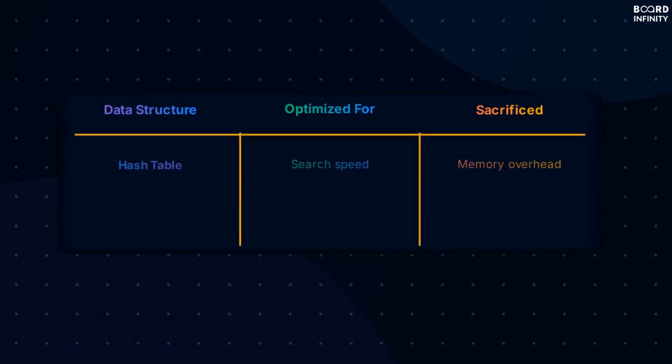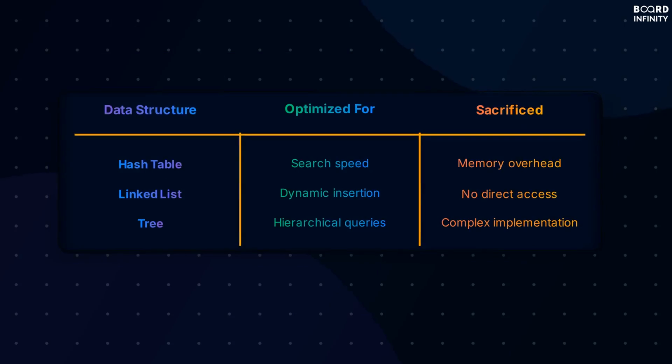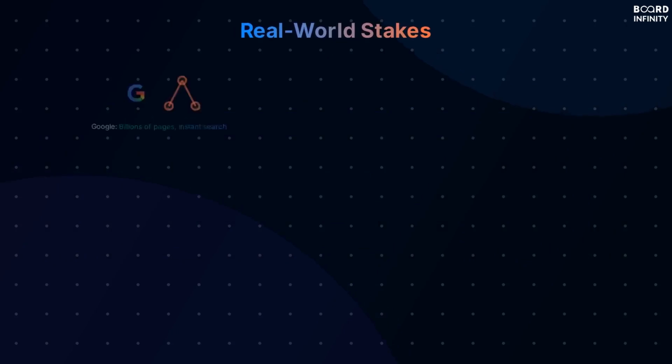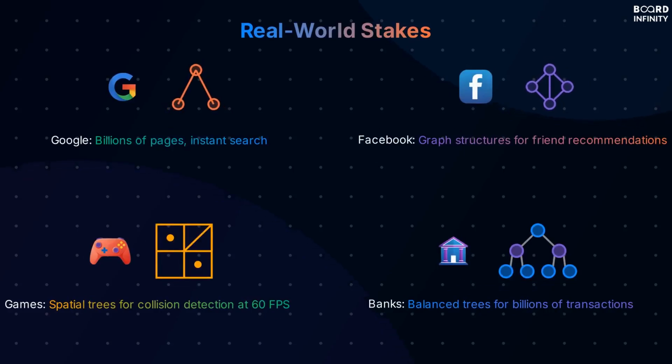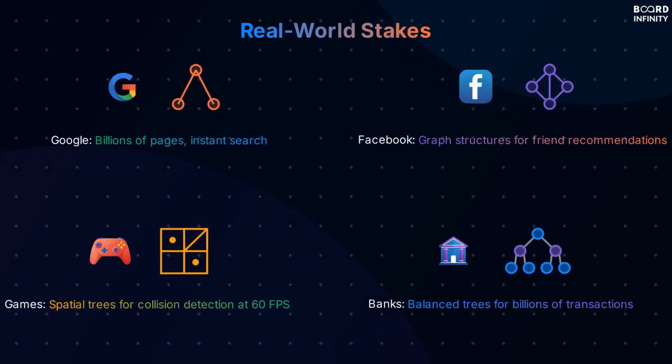Every choice involves trade-offs. Optimizing for one aspect means sacrificing another. Understand these to choose wisely. There is no perfect data structure, and every structure specializes in solving a particular class of problems. Google, Facebook, banking systems. They all depend on choosing the right structure. At internet scale, even tiny inefficiencies become expensive. A few extra milliseconds multiplied across billions of operations can translate into enormous infrastructure costs and poor user experiences.